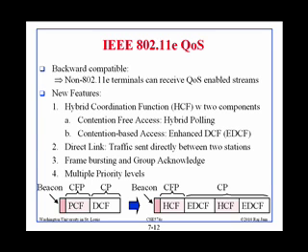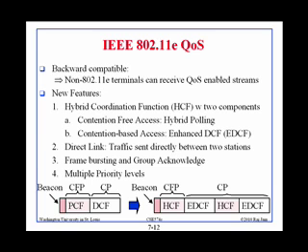One thing about the point coordination function: remember, it was for the contention free period, where we allocate you some bandwidth beforehand, so there is no contention. While it is in the IEEE 802.11 standard, it is not implemented in any products, so it's more theory than practice.